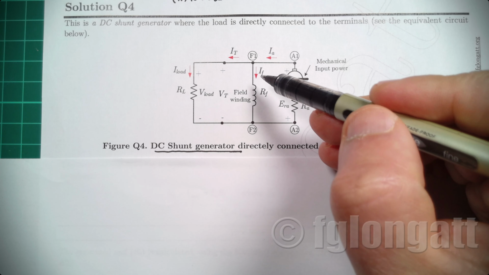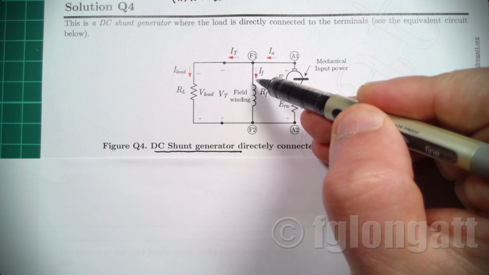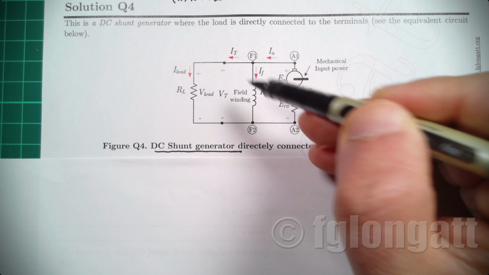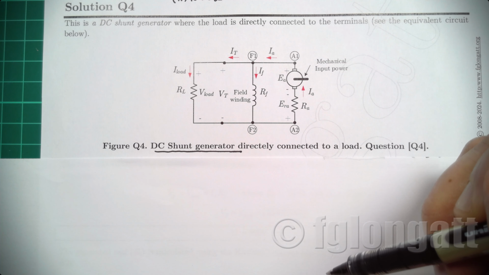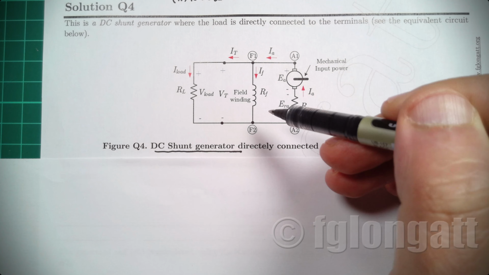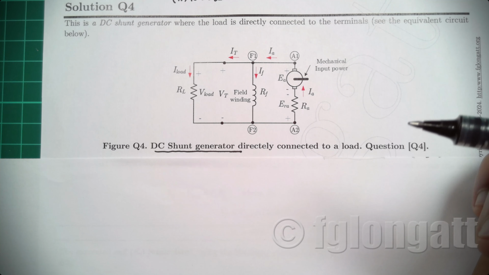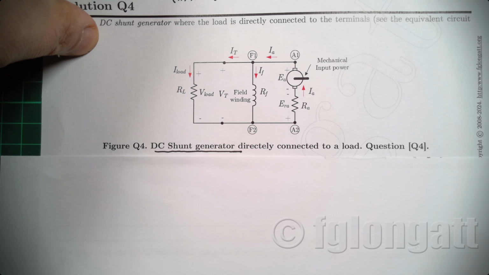So for instance, in this problem, we are assuming that this current is zero. So the armature current is equal to the terminal current, and that is this very specific case. So let's start with the solution.